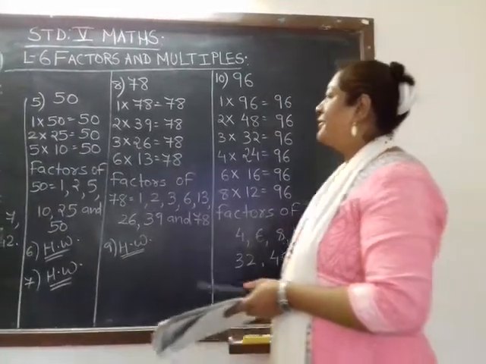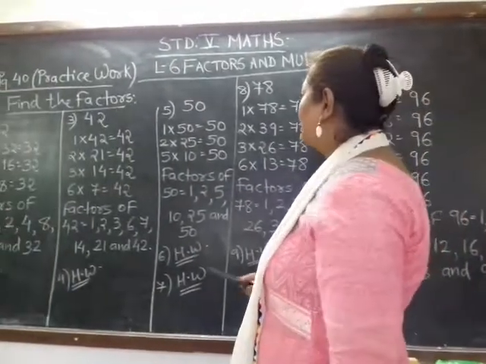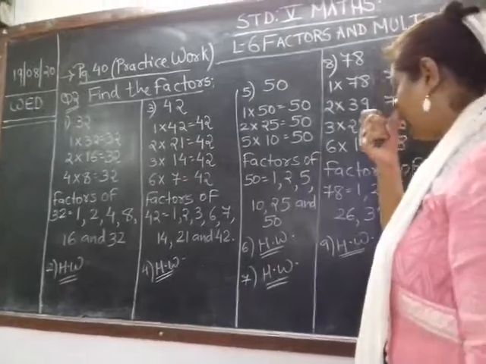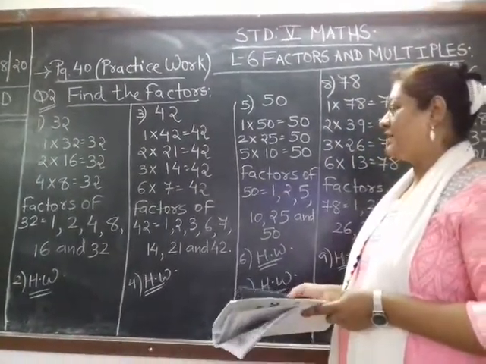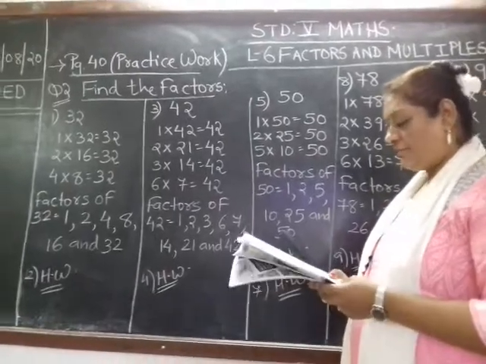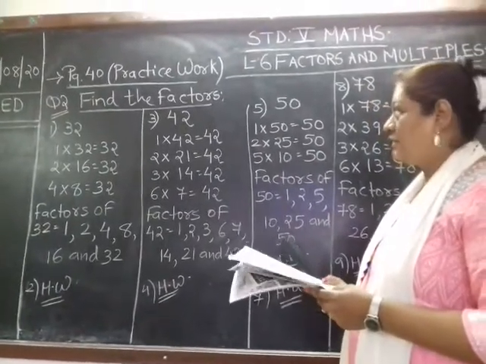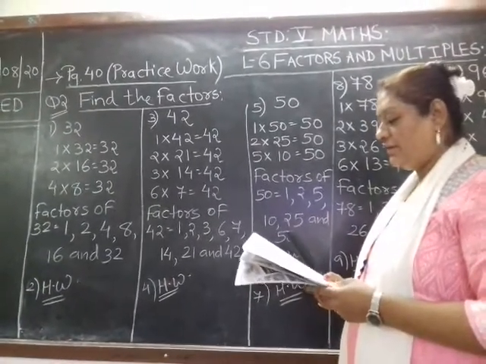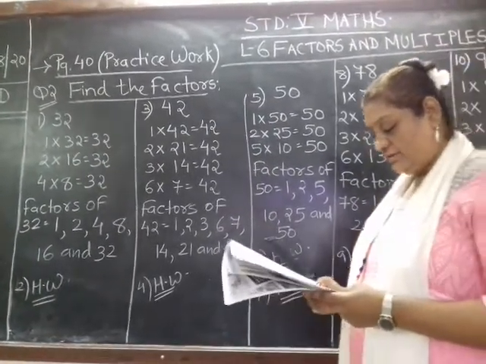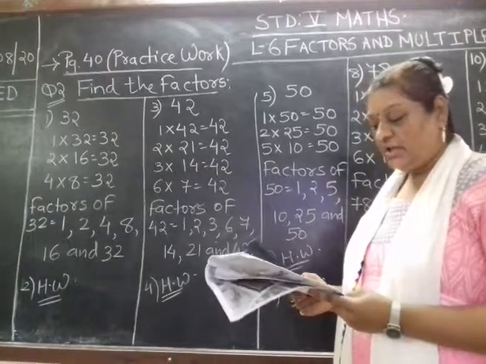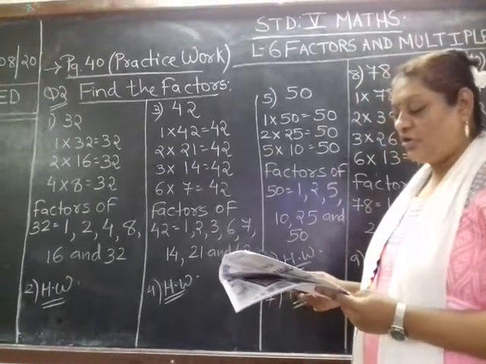Okay children, continuing further with 5th standard maths, lesson number 6, factors and multiples. Today we are going to start with how to solve the sums related to factors and multiples. On page number 40 of your practice work, question number 1 you can check it out for lesson number 6. Do as directed. There are 4 questions written that will be your homework.